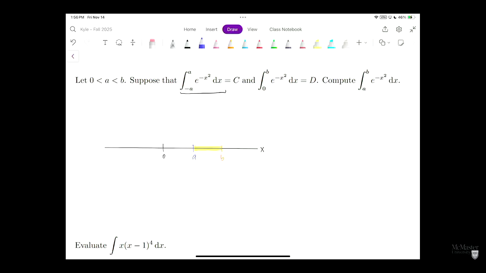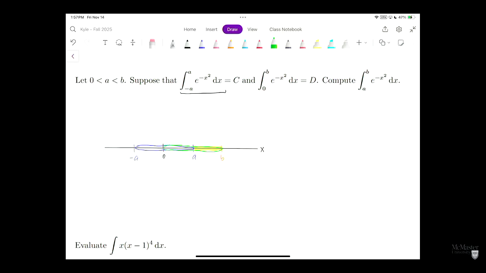But we don't have that yet. What we do have is an expression for this integral here, and an expression for this integral here. So how do we get the yellow highlighted region? Let's take the green region here and subtract the integral from 0 to a.